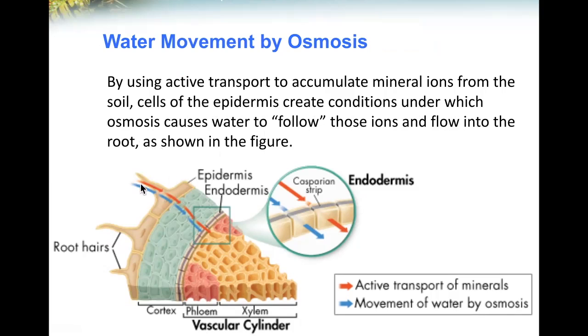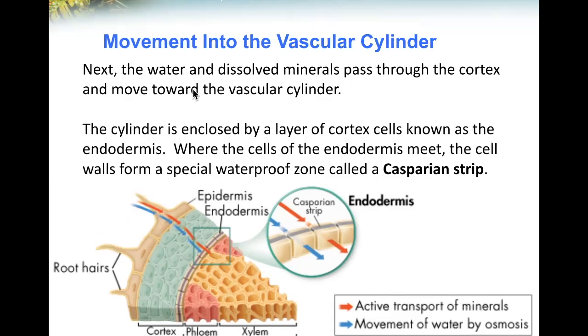The epidermis, by active transport, pulls in ions, and by doing so, increases the concentration, and then water by osmosis follows, attempting to balance out the concentration. Next, the water and dissolved minerals pass through the cortex and move toward the vascular cylinder. They pass through the cortex and into the vascular cylinder.